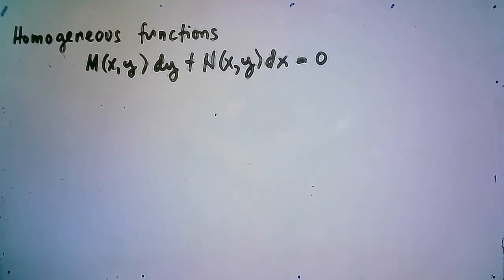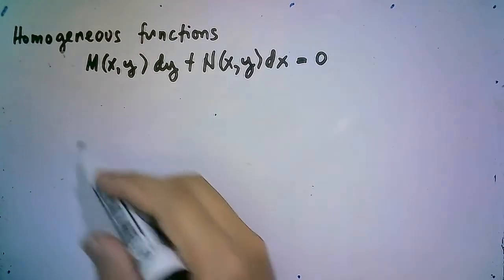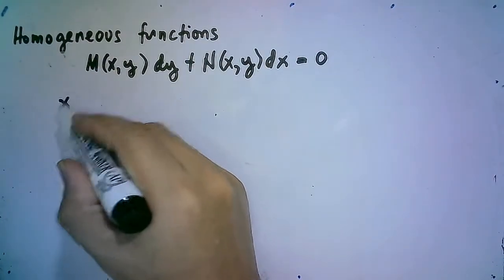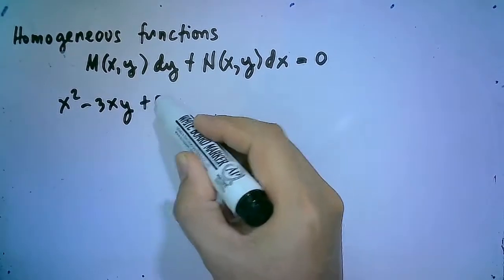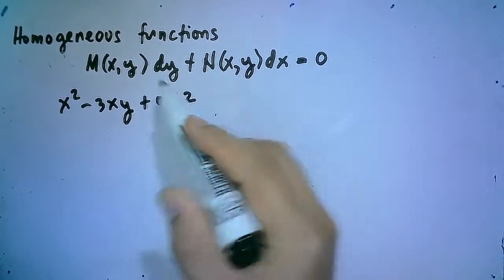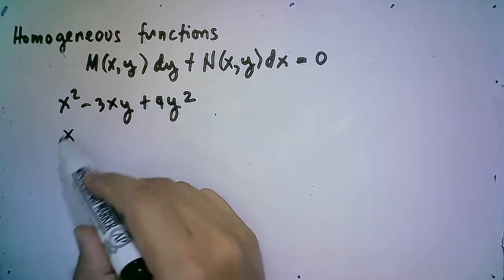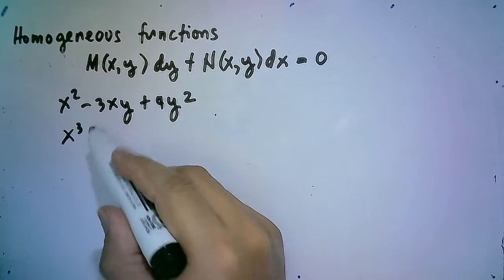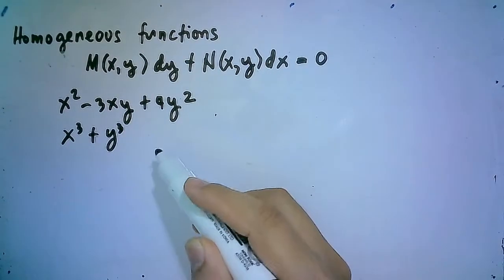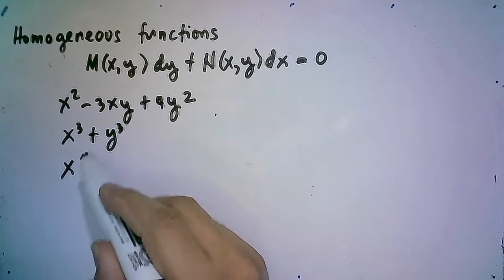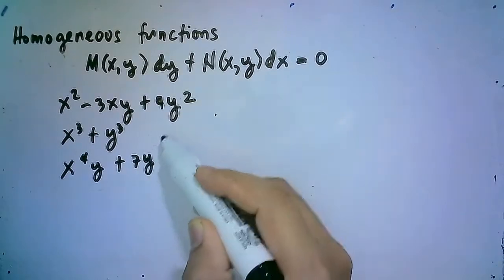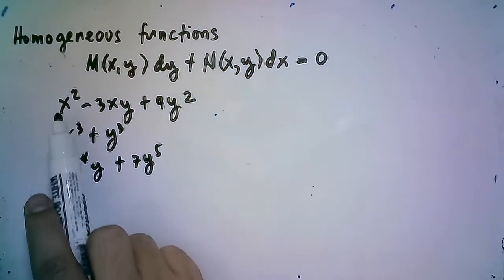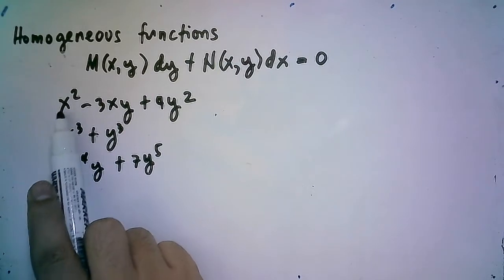Now, to explain these homogeneous functions, we will make some examples of polynomials. So, we have x squared minus 3xy plus 4y squared. Another polynomial, we have x cubed plus y cubed, and also x to the fourth y plus 7y to the fifth. If you observe these polynomials, the exponent of x is 2.